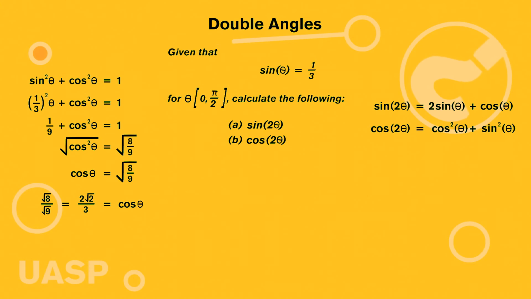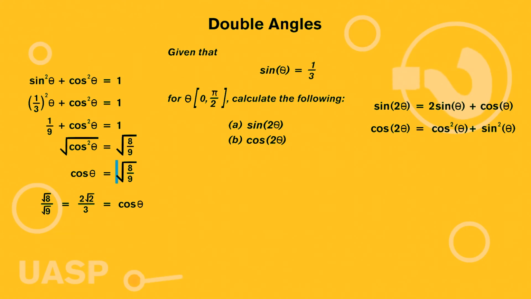From there, we know that 1/3 times 1/3 is 1/9. And then what we can do is subtract 1/9 to the other side. So we get cosine squared theta equals 8/9. And then from there, we can get rid of the squared by square rooting both sides. So those go away, and we're left with cosine theta equals the square root of 8/9.